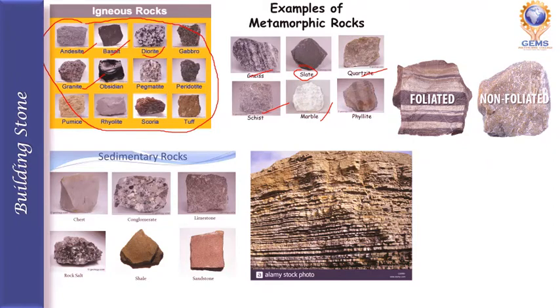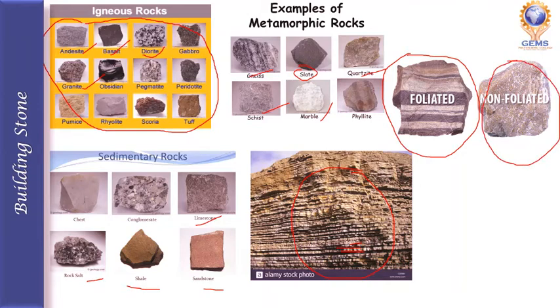So in sedimentary rock we have limestone, sandstone, shale, rock salt. So this is how the stratified rocks will look like, layer by layer, different layer by layer. So this is foliated rocks. This is unfoliated rocks. Okay.